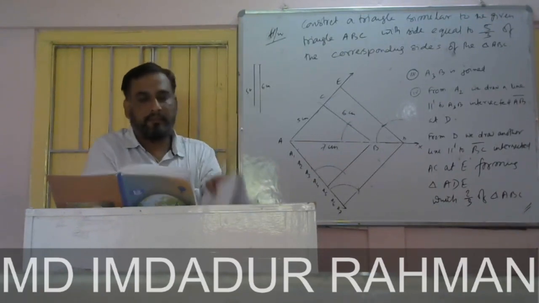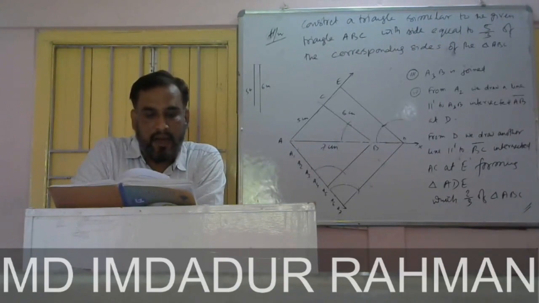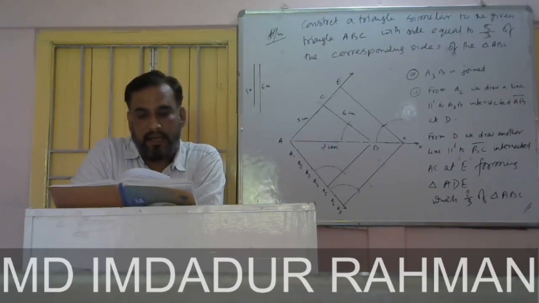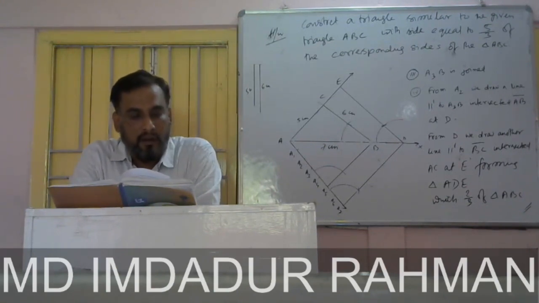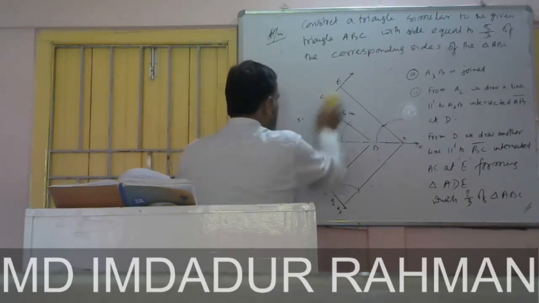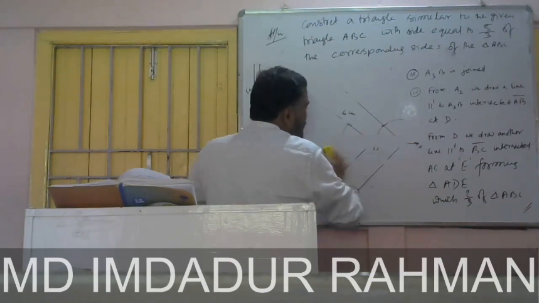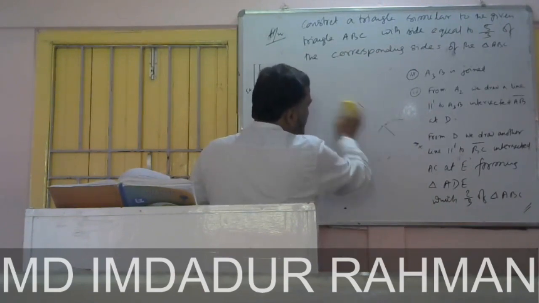Question number 1. Draw a circle of radius 6 cm from a point 10 cm away from its center. Construct the pair of tangents to the circle and measure the lengths. We have to draw a circle of radius 6 cm. This exercise 11.2 is about circle and 11.1 was about triangle.